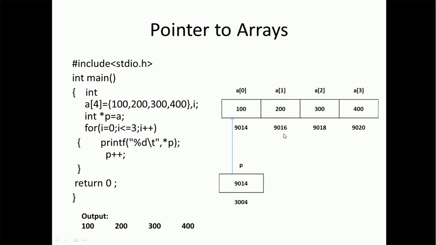When the value of i becomes 1, p will have the value 9016, and star p means the value at the address 9016, which is 200, the value of a1. Similarly, next time p plus plus makes it 9018, and star p will print the value of a2, and next time p will be 9020 and star p will print the value of a3. So the printf inside the for loop will print 100, 200, 300 and 400. That means all the values of the array variable a.